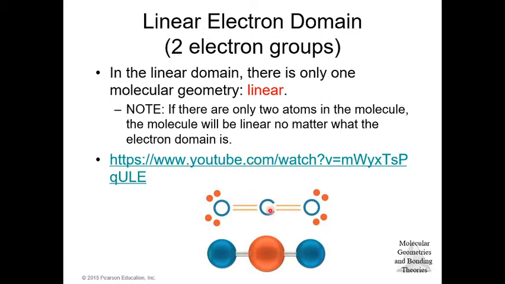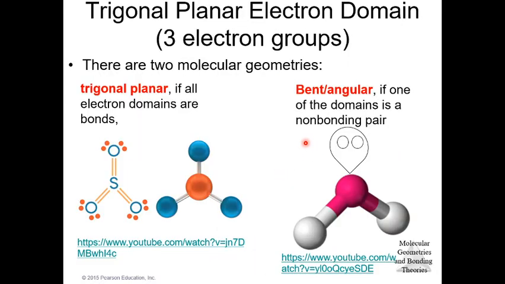Okay? If you have 3 electron groups around your central atom, there are 2 molecular geometries. If all your electron groups are bonds, you're trigonal planar. So in every case, if all your electron groups are bonds, the molecular geometry and electron group geometry are the same. So if you have all bonds for all 3 electron groups, you have a trigonal planar molecule, like SO3 right here. Yes, we're breaking the octet rule here too. That's because of our formal charge lesson we did the other day.